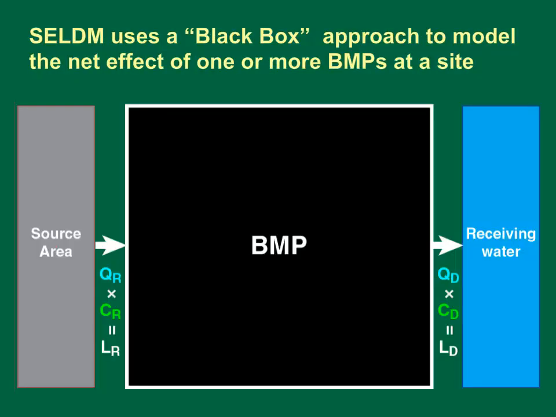SELDM uses a black box approach to model the net effect of one or more BMPs at a site of interest because there are so many complexities. Data for characterizing detailed processes are lacking, and there is great uncertainty in the application of data from one site to another site and from storm to storm. With a black box approach, we are given the flows, concentrations, and loads from the source area and use transfer functions to calculate the flows, concentrations, and loads to the receiving waters. In SELDM, these transfer functions are the stochastic ratio of outflows to inflows with rank correlation to inflow values.